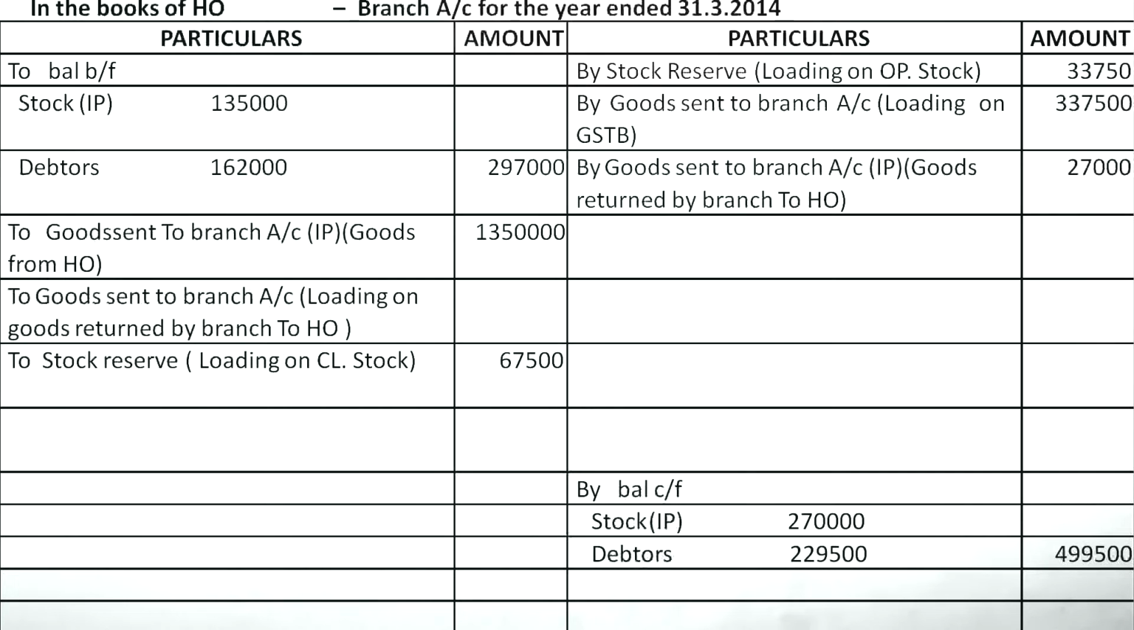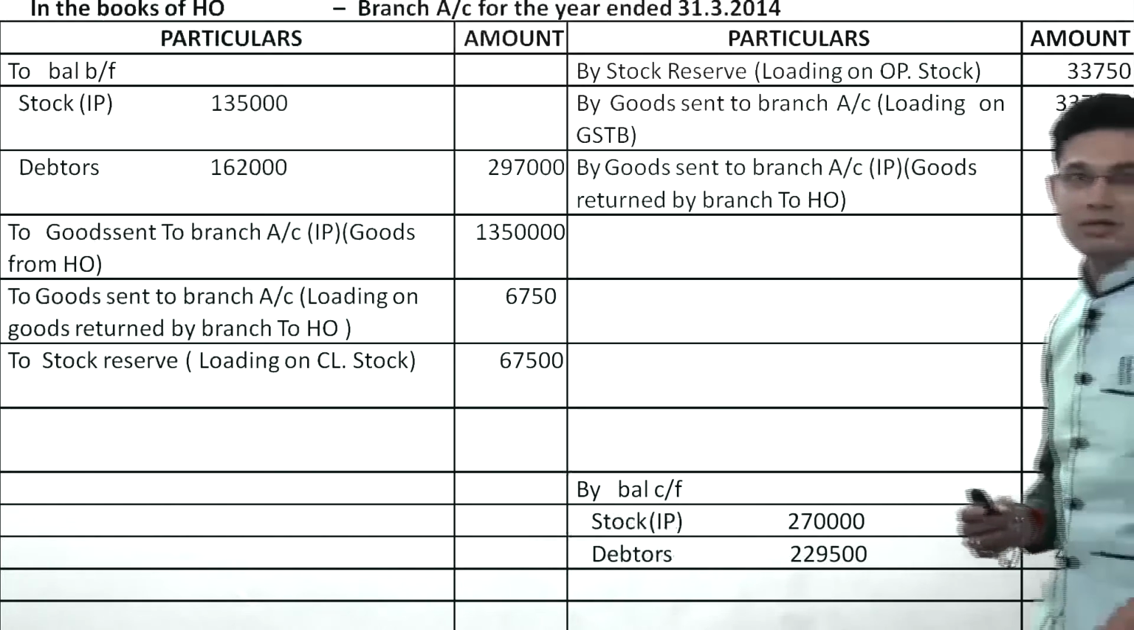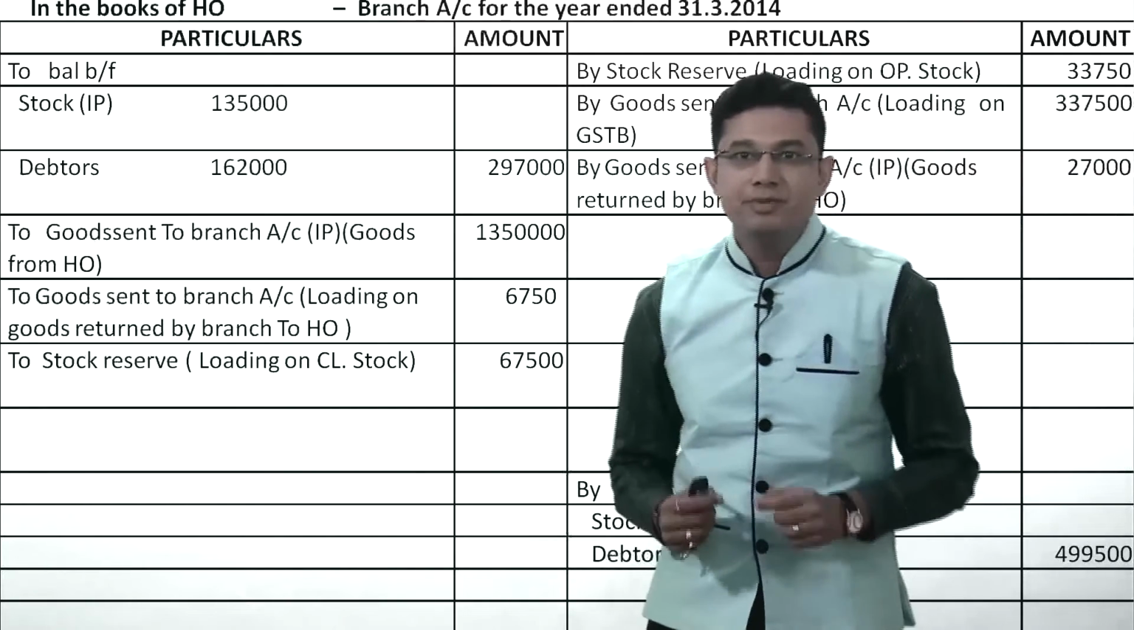Loading on this 27,000 comes to 6750. Journal entry regarding loading on goods returned by branch will be branch account debit to goods sent to branch, 6750.